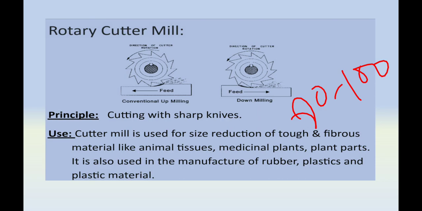Now let's talk about the disadvantages. So cutter mill is not suitable for most pharmaceutical applications due to the formation of wide particle size distribution. It is not easy to clean after use.